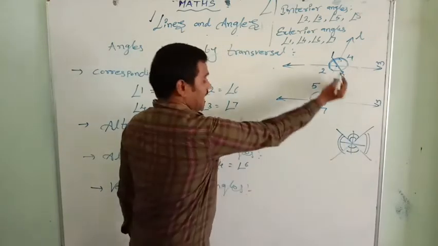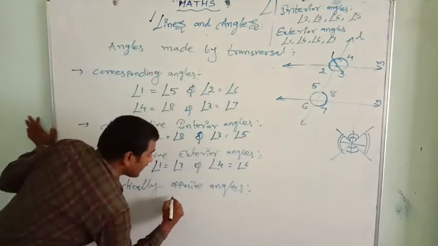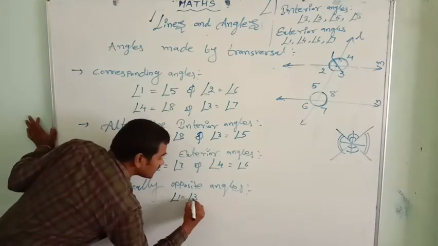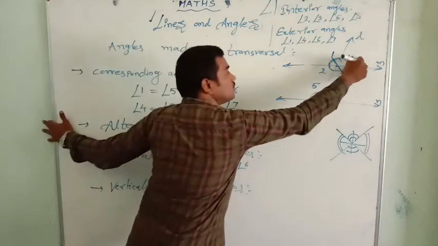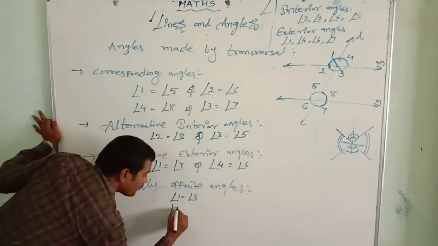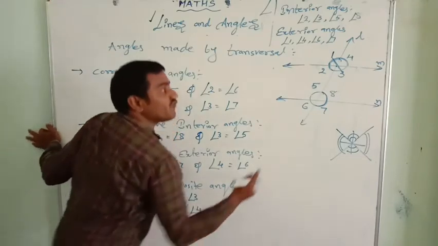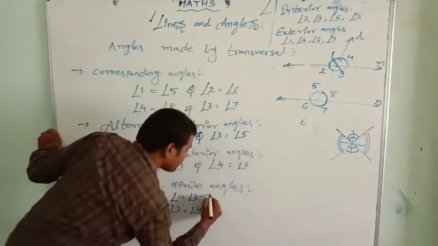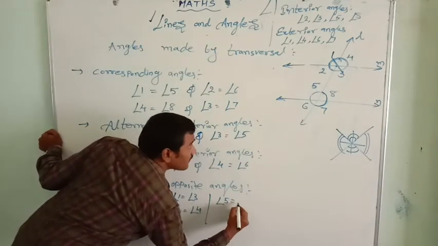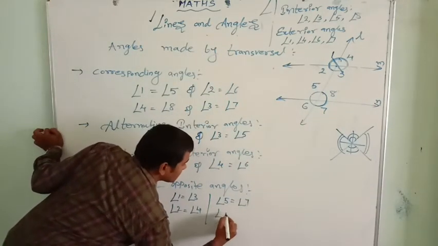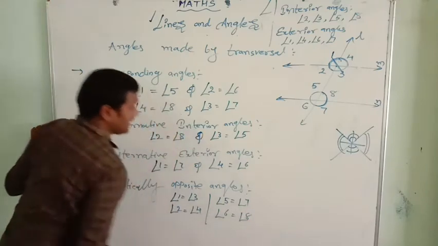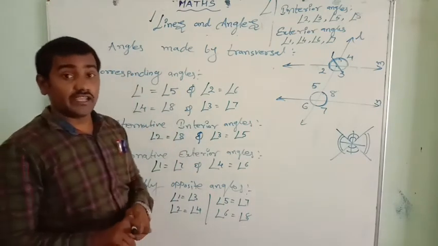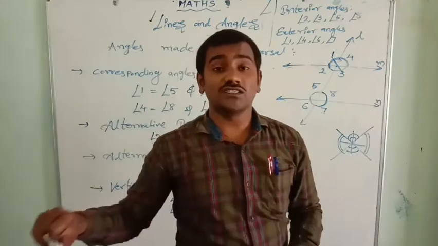See, here angle 1 is equal to angle 3 and angle 2 is equal to angle 4. Angle 2 is equal to angle 4, also called the vertically opposite angles. Here angle 5 is equal to angle 7, angle 6 is equal to angle 8. These are always equal, children, in the transversal condition.